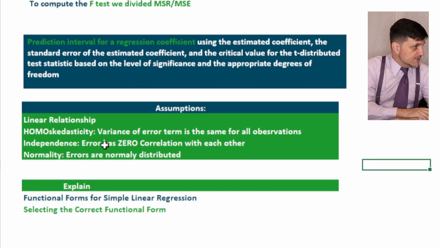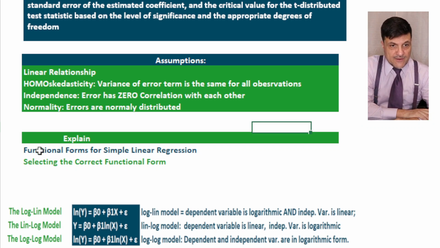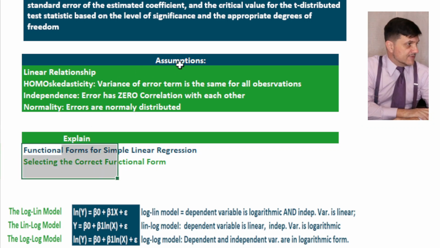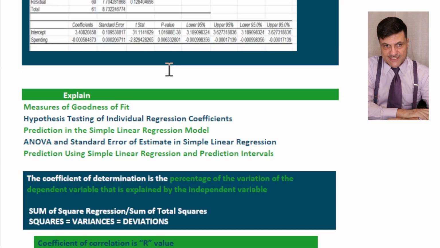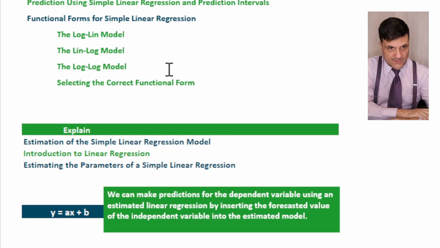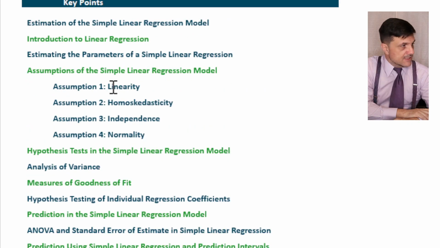I hope you're doing good here. Approaching the end now, friends. Now, the forms, the violations and the assumptions. I showed you a list of assumptions. Let's see it again: linearity, homoscedasticity, independence, normality. Those are the assumptions.